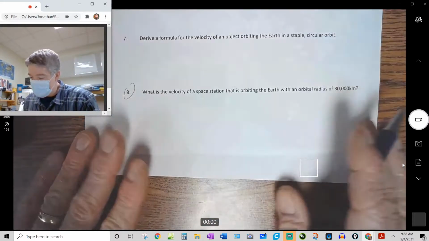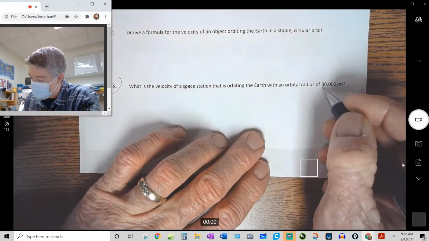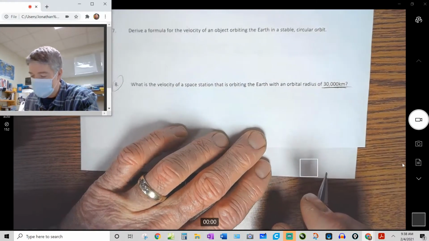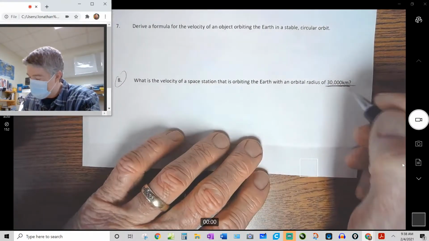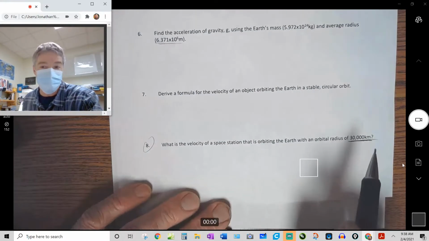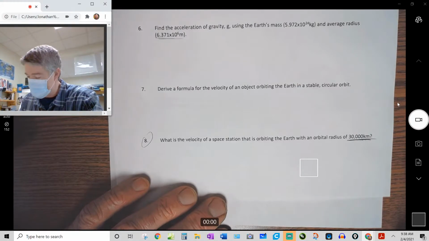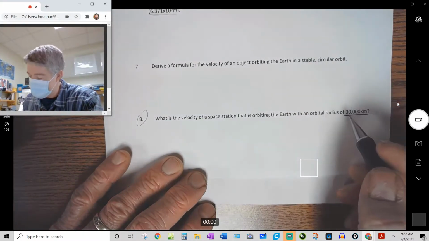Number 8 is the next one you're supposed to do, and the orbital radius of this orbiting object is 30,000 kilometers. So I used the radius of the Earth just a minute ago, and that'd be a fast satellite, but it would run into things. So we need the velocity of a space station orbiting the Earth with this orbital radius.